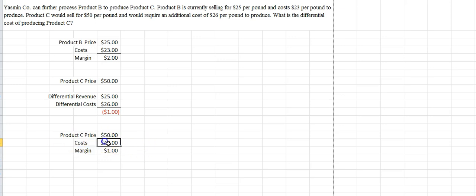Cost would be 49 and the margin would be 1. You don't have to do it this way. You can just look at the differential situation. You're going to have a differential revenue of 25, right? You sold this one from 25 to 50. You'll have a differential revenue of 25, incremental revenue of 25.